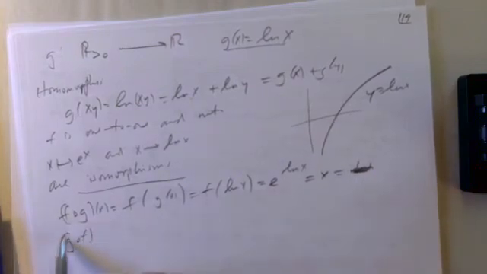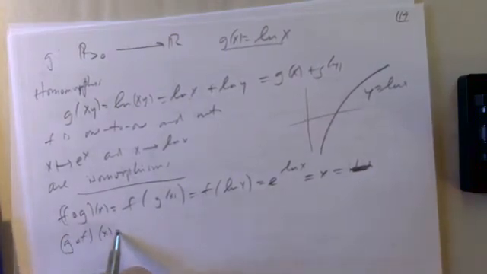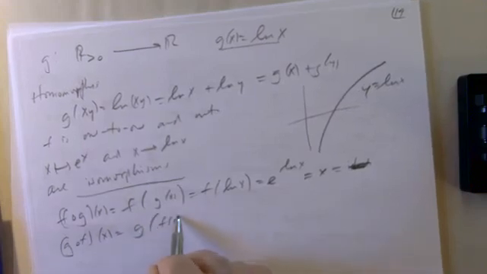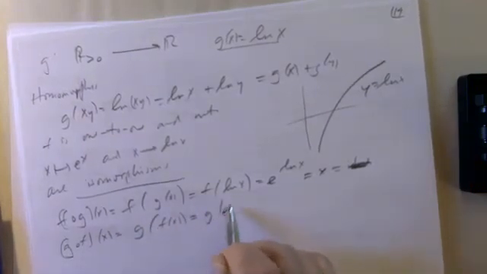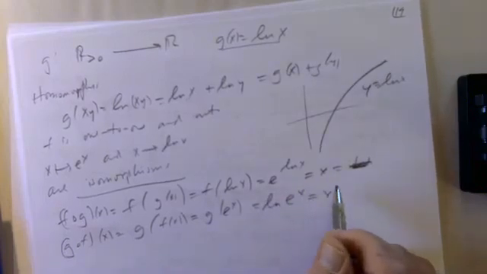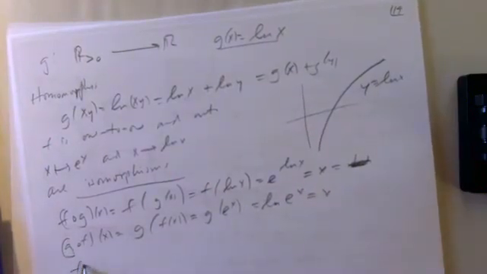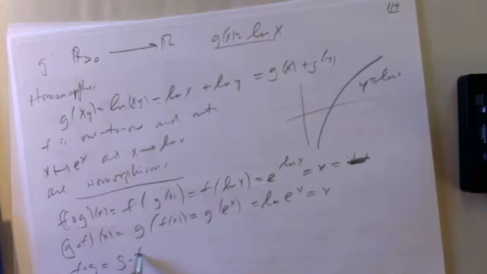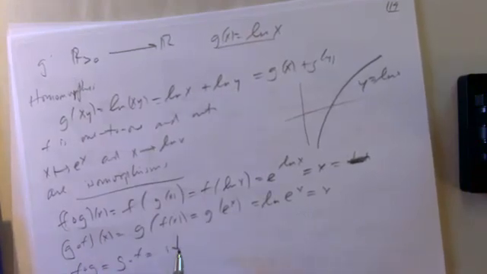And what about in the opposite order? What is g composed with f of x? That's g of f of x. That's g of e to the x. That's the natural log of e to the x. That's also x. So f composed with g and g composed with f is just the identity function.